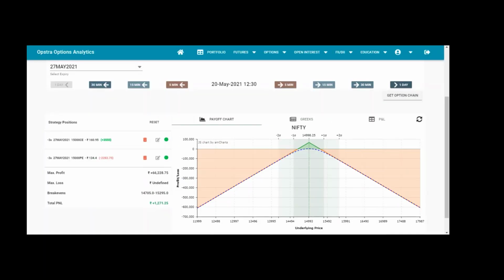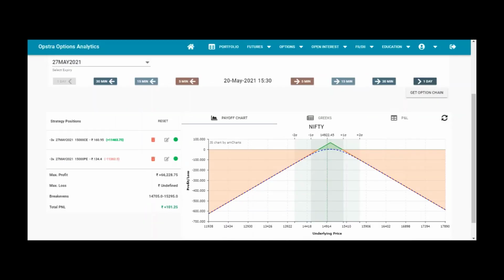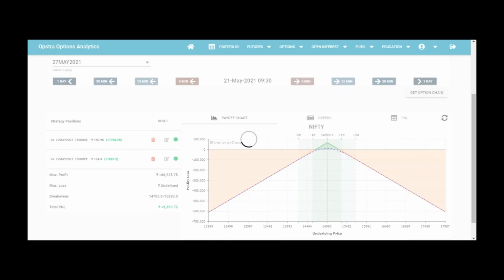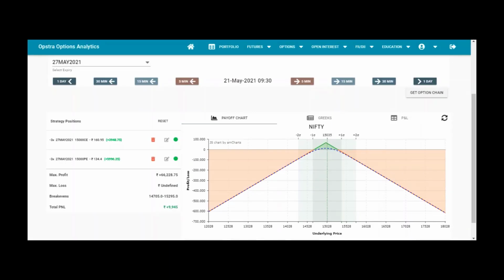If you go 30 minutes ahead, at 1 p.m. we are in the profit of 1,500 rupees, and by the end of the 20th May, we are in the profit of 100 rupees. Okay, so when we go to the next day at 9:20, we are in the profit of 9,800, which is near to 10,000. But let's wait for the 10,000 figure. Let me go ahead 5 minutes, and still our target is not reached. Let's see the 10,000 rupees figure.